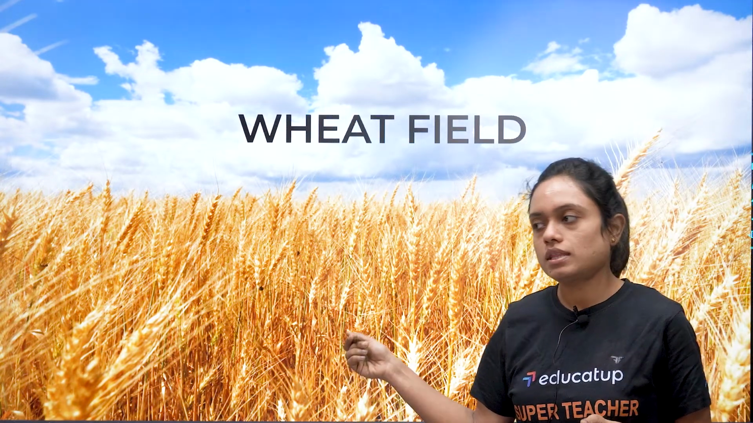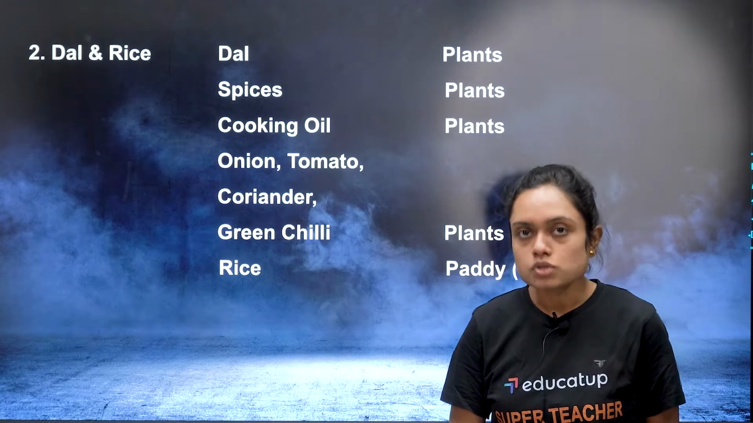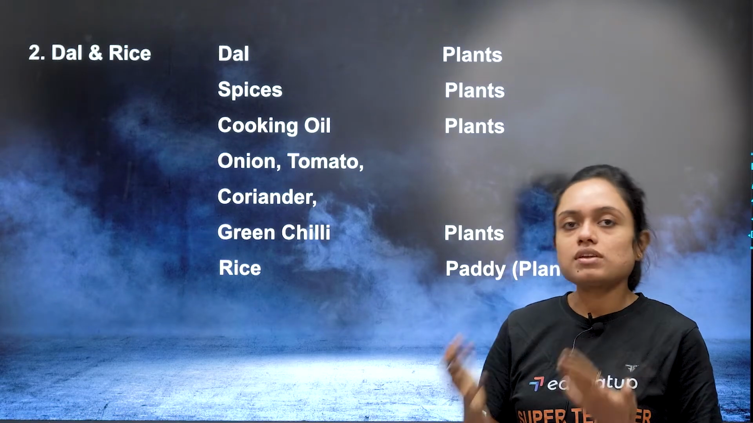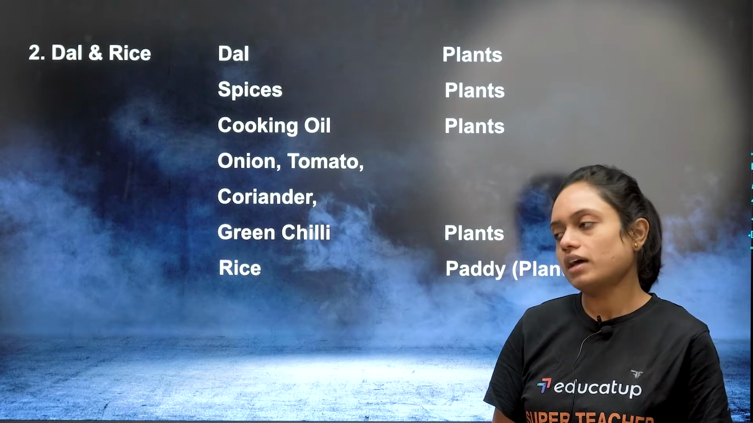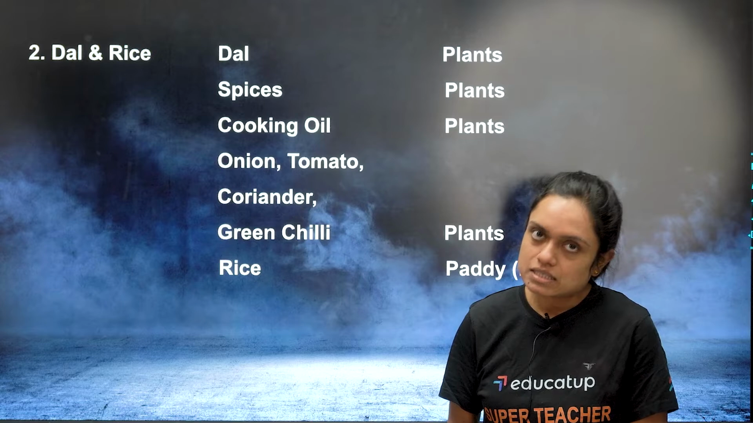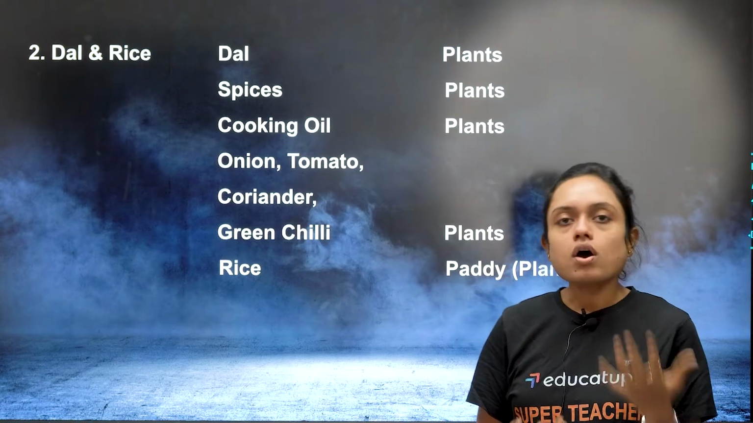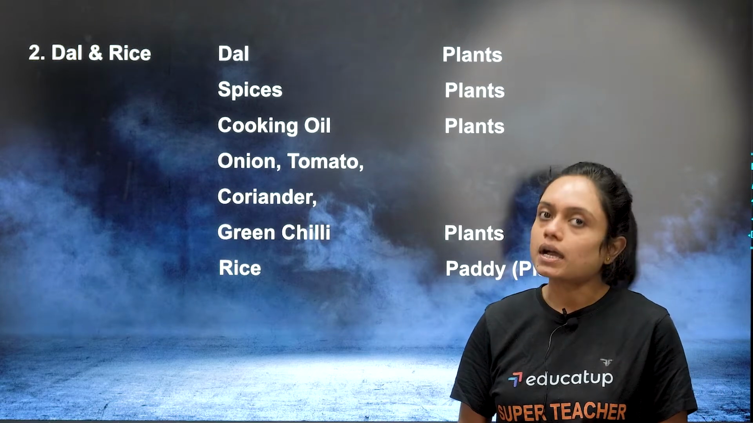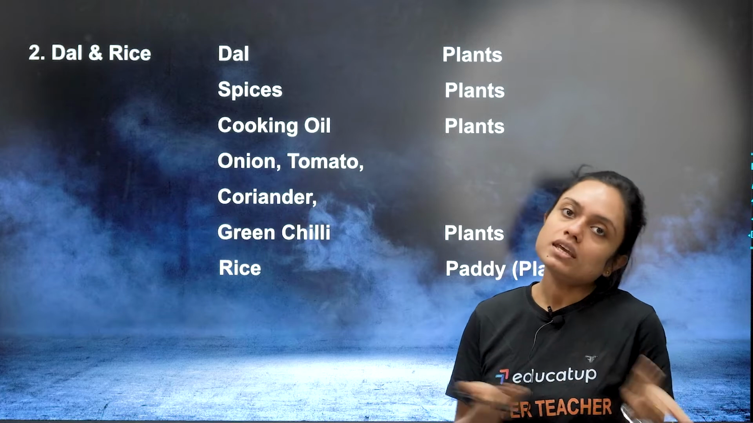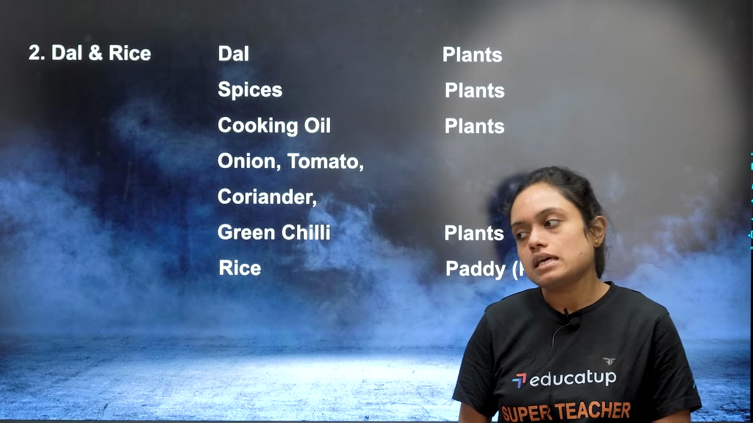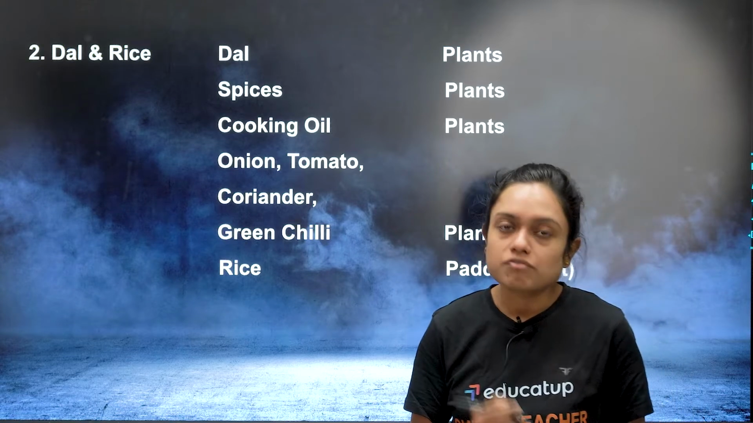Now let's see the next meal which you have taken yesterday, that was dal and rice. So in case of dal and rice, it's very easily visible and very easily understandable for everyone that dal, spices, cooking oil, then your onion, tomato, coriander, all these things we are getting from plants. The source is plant because these all are grown and then we get them. The last is rice. Now rice is again something we always get from a plant, and from which plant?